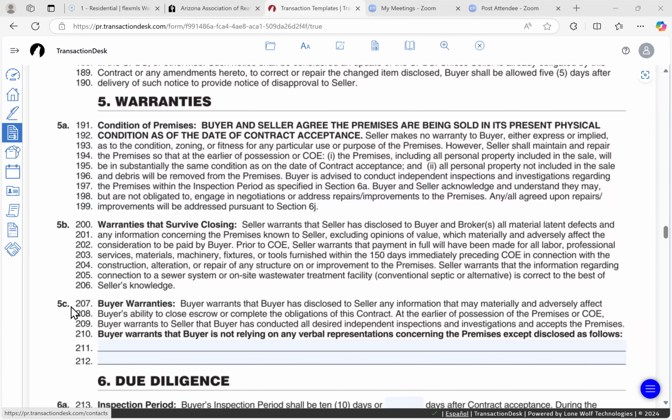And the last of the warranties is the buyer warranty. The buyer warrants that the buyer has disclosed to seller any information that may materially or adversely affect buyer's ability to close escrow or complete the obligations of this contract. At the earlier of possession of the premises or close of escrow, the buyer warrants to seller that buyer has conducted all desired independent inspections and investigations, and accepts the premises. The buyer warrants that the buyer is not relying on any verbal representations concerning the premises except as disclosed as follows. This would be a line where, if anything was disclosed to you verbally, you could add it to the contract.